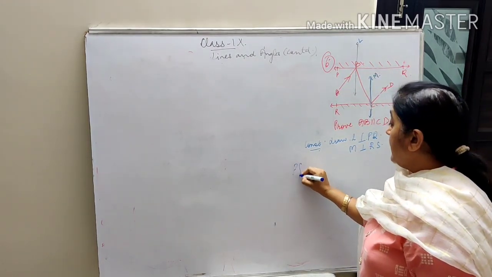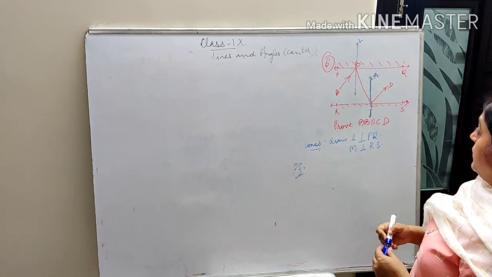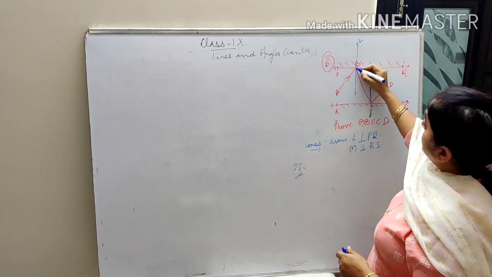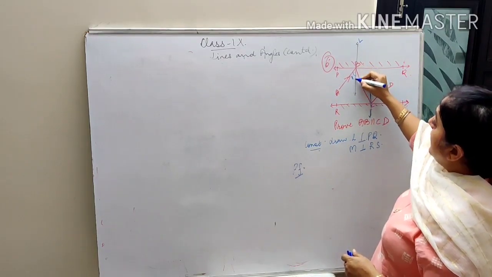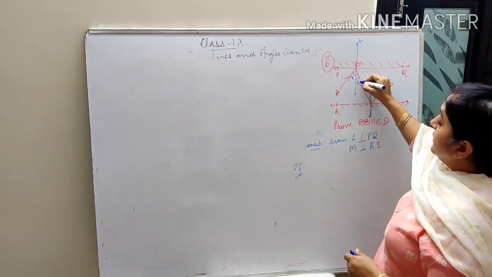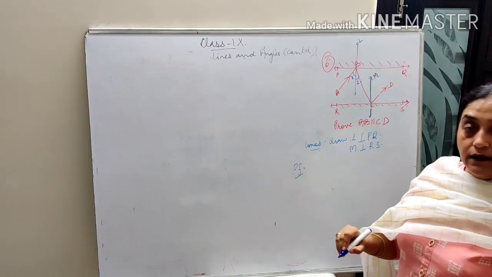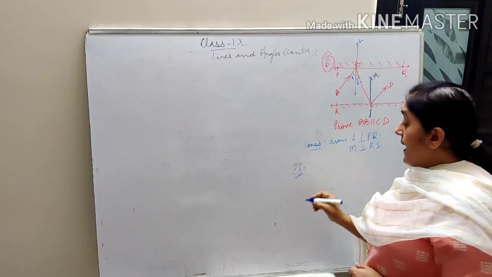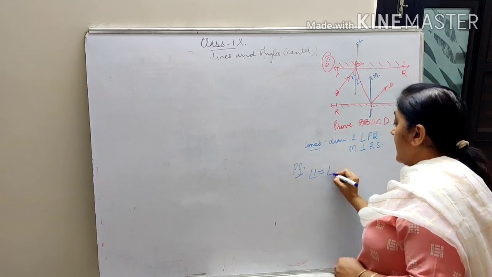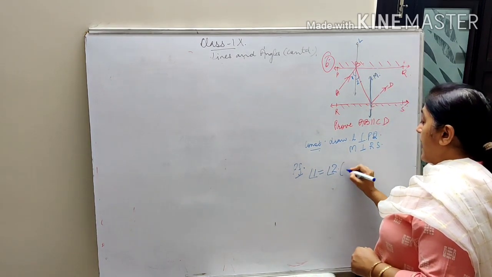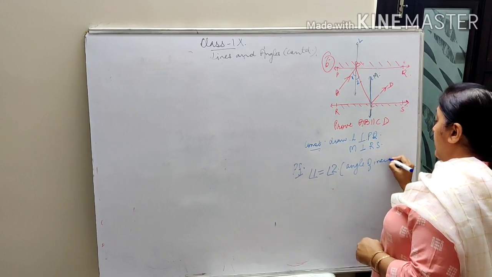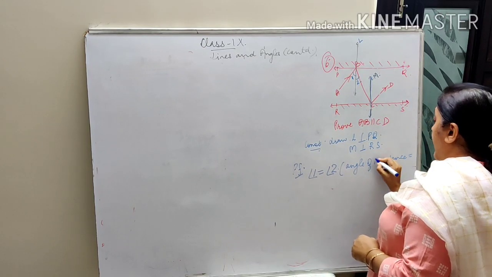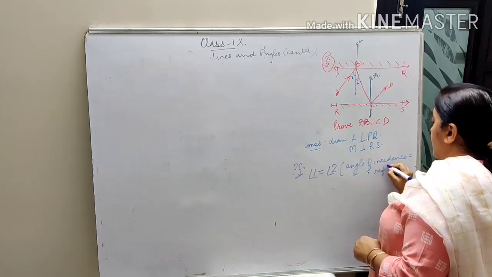Now please check, I will start with the proof. AB is striking the surface, so this is the angle of incidence and this is the angle of reflection. By the law of reflection, angle 1 is equal to angle 2, angle of incidence equal to angle of reflection.